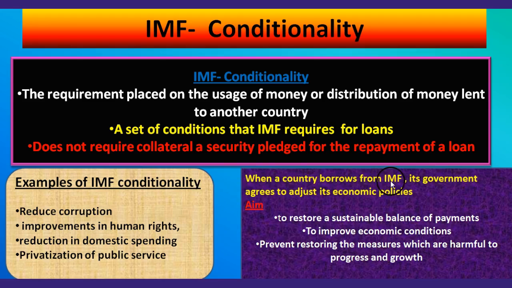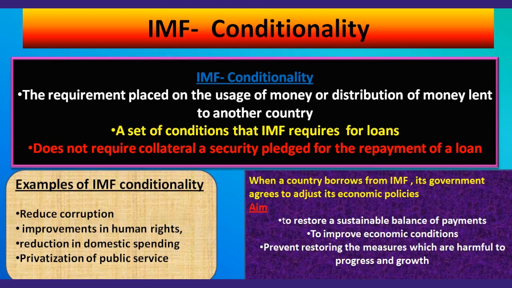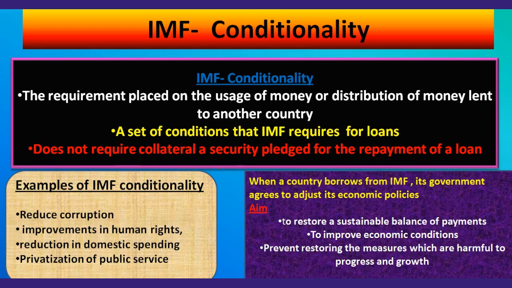When a country borrows from International Monetary Fund, its government agrees to adjust its economic policies. And this adjustment or conditionalities are aimed to restore a sustainable balance of payment and to improve economic conditions. And also, it will prevent restoring the measures which are harmful to progress and growth, both at national and international level. Examples of International Monetary Fund conditionality: reduce corruption, improvements in human rights, reduction in domestic spending, privatization of public service, etc. Conditionality is one of the most controversial aspects of IMF policies, which we will discuss later in IMF criticism.